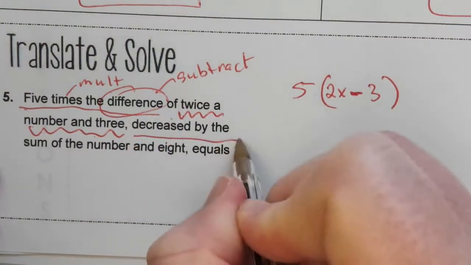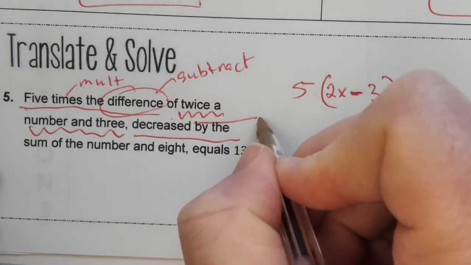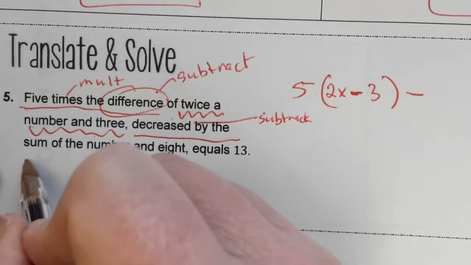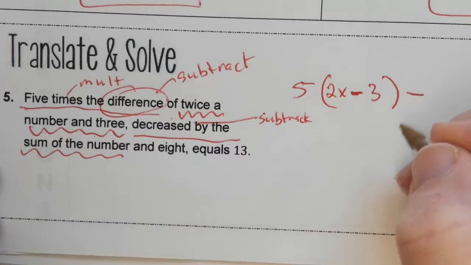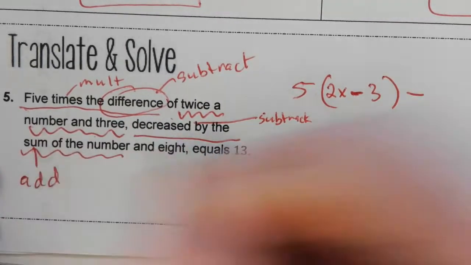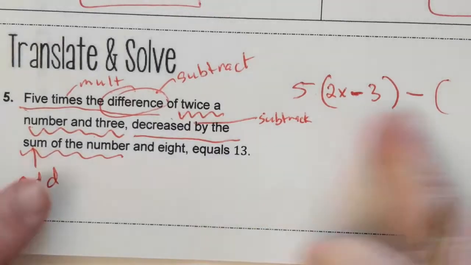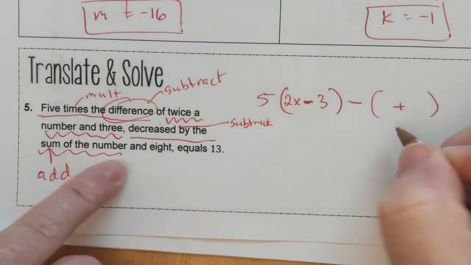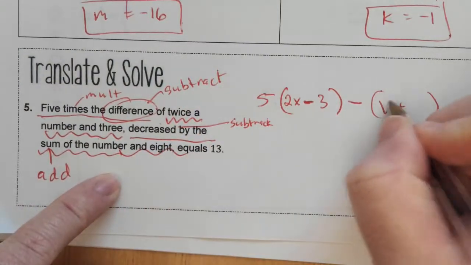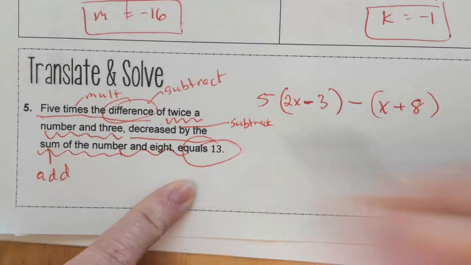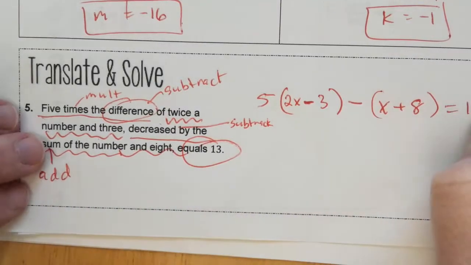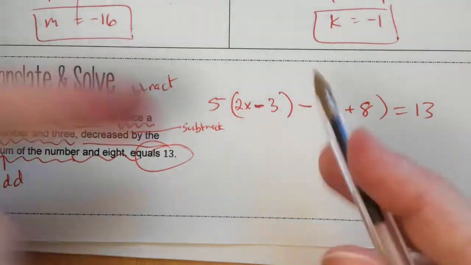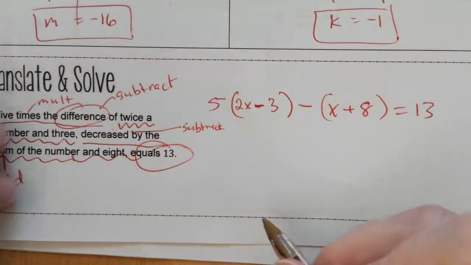Okay, decreased by. Now, what does decreased by mean? That also means subtract. So subtract by the sum of a number. So sum means add. So we're going to be subtracting by something else. The sum of the numbers, we're going to be adding the number and 8. X and 8. And that equals 13. Okay, now you have what we were doing earlier. Now you just have to simplify.